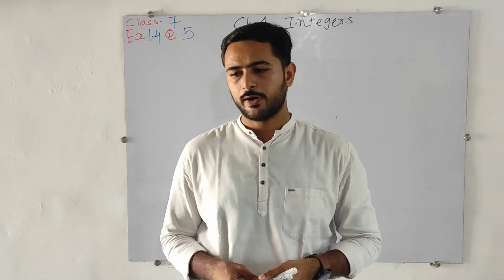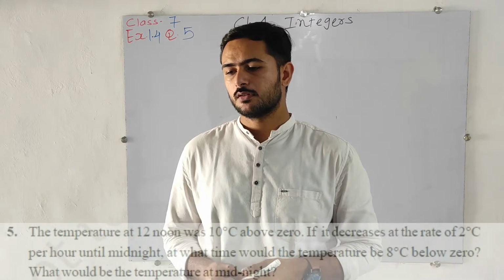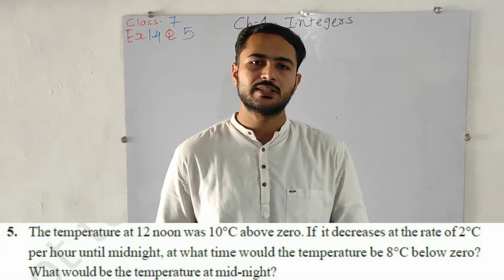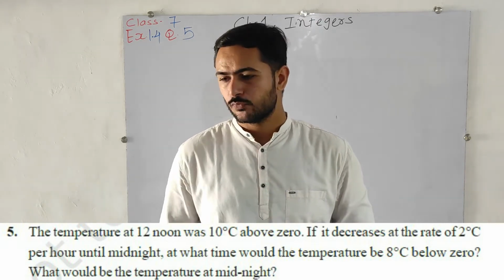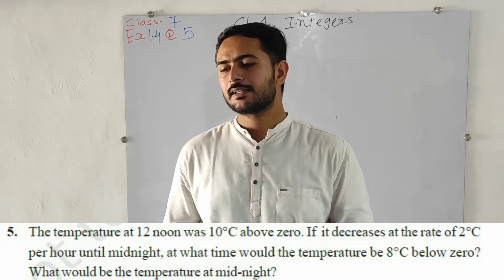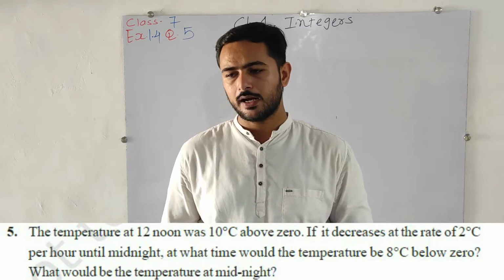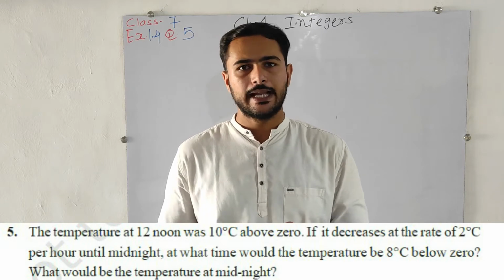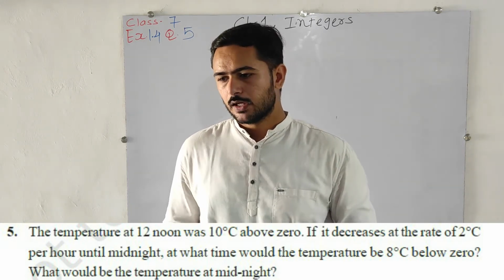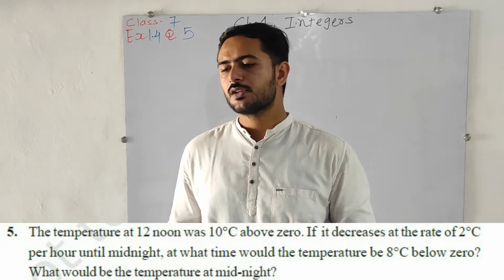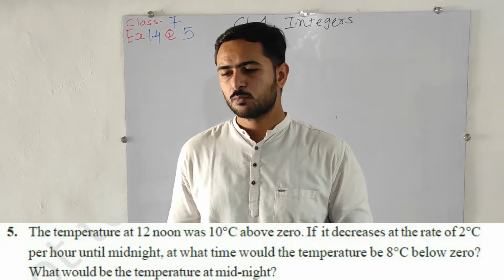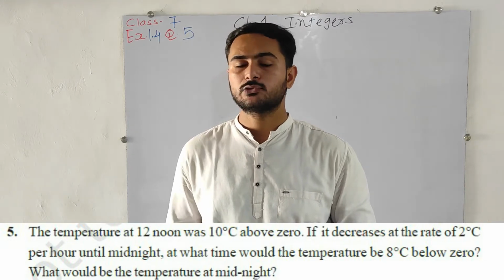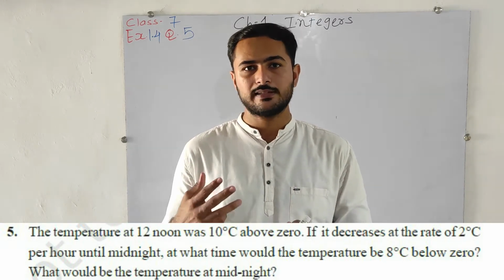Now let's see question book 5. The temperature at 12 noon was 10 degrees Celsius above 0. Above 0 means positive, so that is plus 10 degrees Celsius. Now it decreases at the rate of 2 degrees Celsius per hour until midnight, that is 12 o'clock at night. At what time would the temperature be 8 degrees Celsius below 0? And what would be the temperature at midnight? So we have to find answers for two questions.